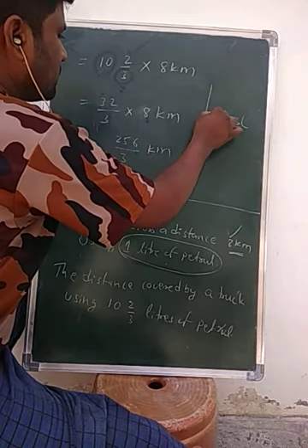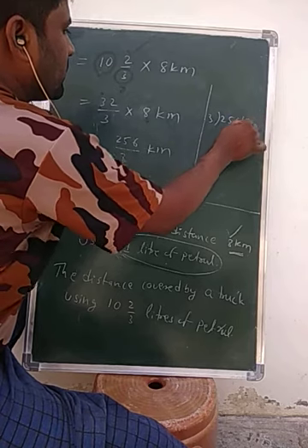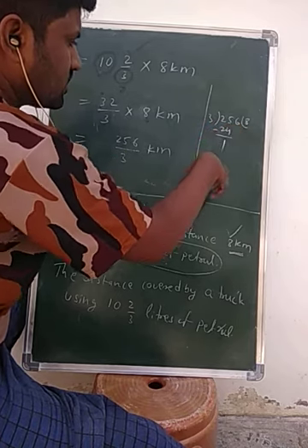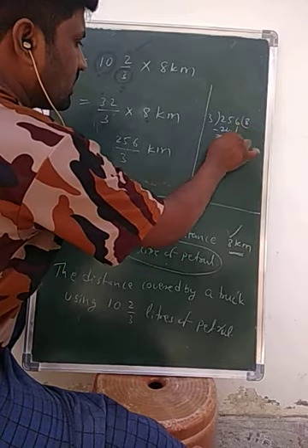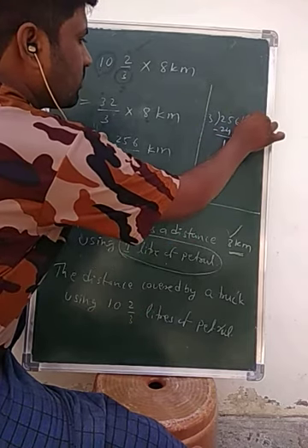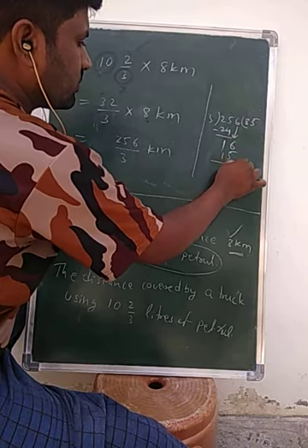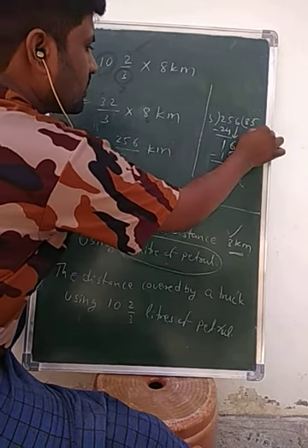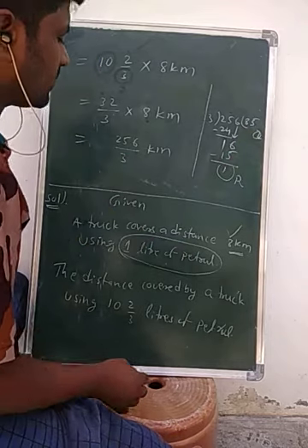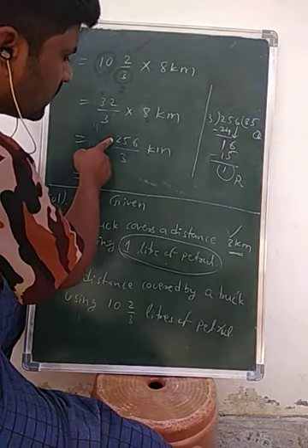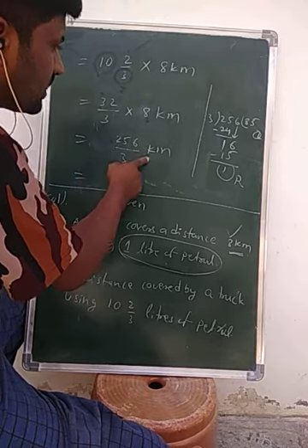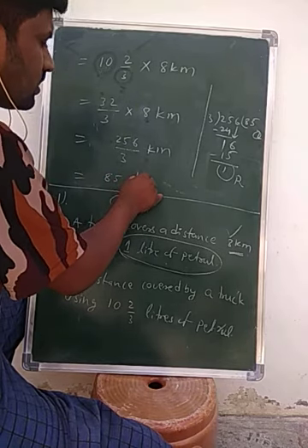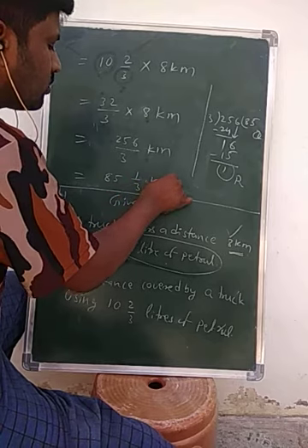256 by 3. 3 8s are 24. 25 minus 24, that is 1. Then carry down 6. 3 5s are 15. 16 minus 15, that is 1. You get the remainder is 1 and the quotient is 85. So we can write 256 by 3 kilometer. It has 85 1 by 3 kilometers.